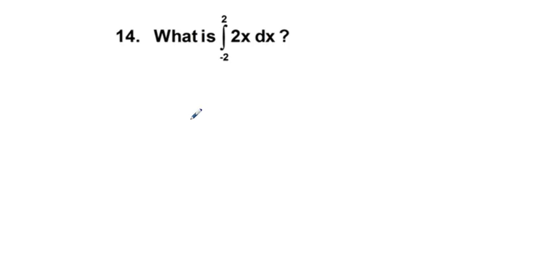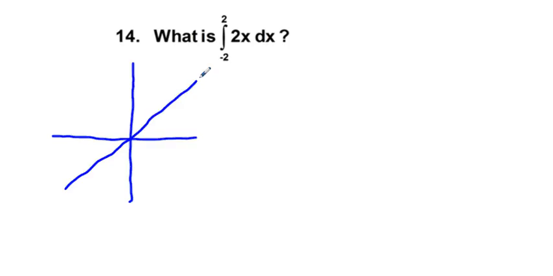Next, what is the integral from -2 to 2 of 2x dx? Well, again, this is a recognizable function problem. If you have this function here, y equals x, and draw on this blue diagonal line, y equals x, right? Well, this function is y equals 2x, so I'm going to draw y equals 2x, which is a steeper line like this, with a slope of 2, so something like this.